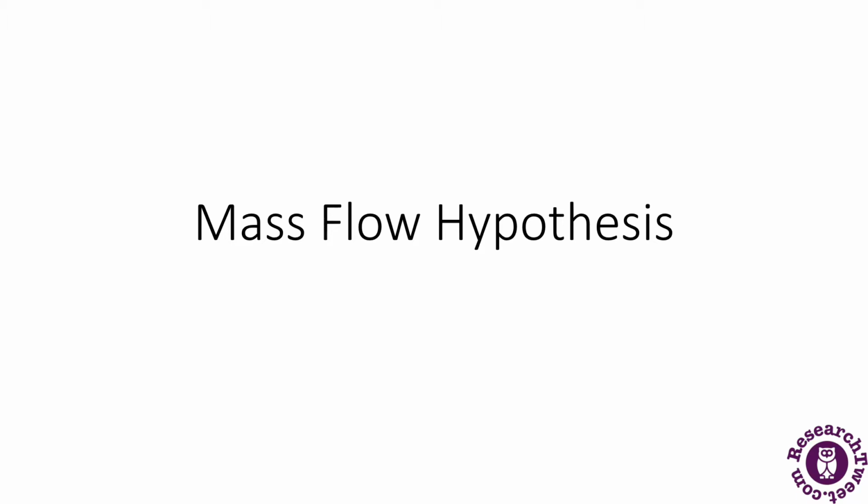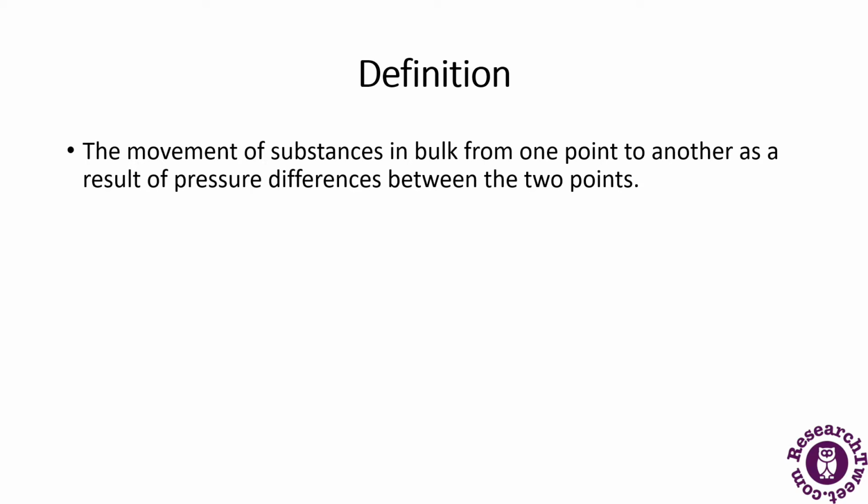Hello everyone. So the next topic which we will be going to study is about the mass flow hypothesis. So let's start with the definition first: what is mass flow hypothesis? It is the movement of substances in bulk from one point to another as a result of pressure difference between the two points. So this is the definition of the mass flow.